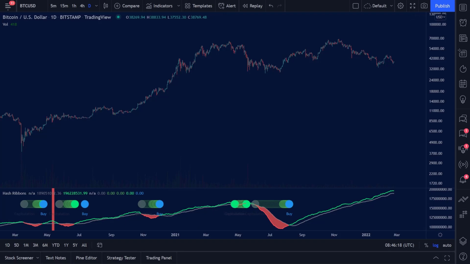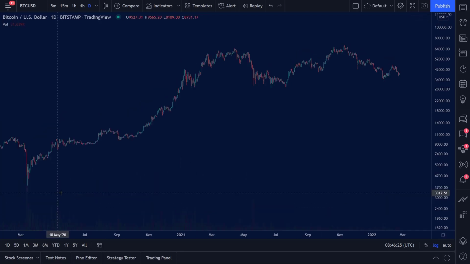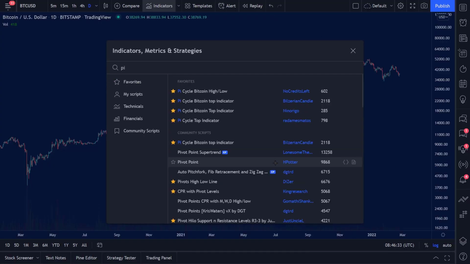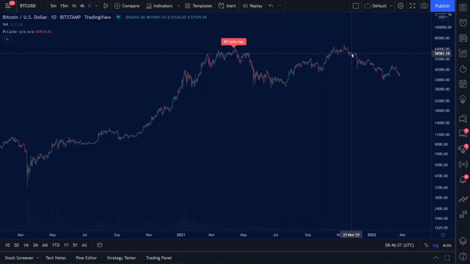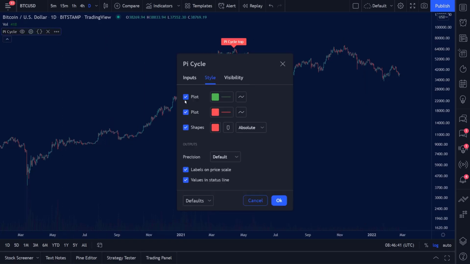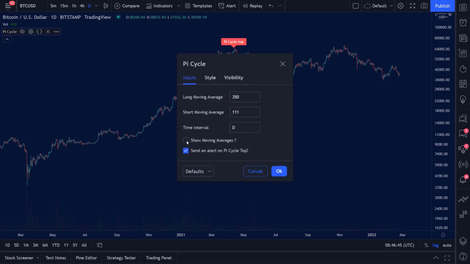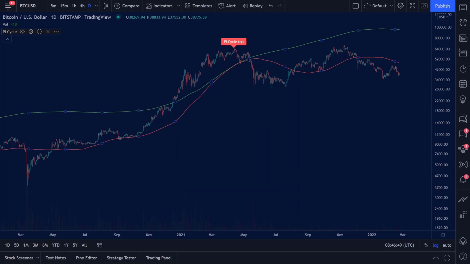On the Bitcoin hash ribbons there's no indication that the Bitcoin price reaches its top, so for that I will use the next indicator. And this is the Pi Cycle Top indicator. It has predicted the top of the last 3 bull markets with a very high precision, and it consists of two relatively simple elements. The 111-day moving average and the 350-day moving average multiplied by 2.